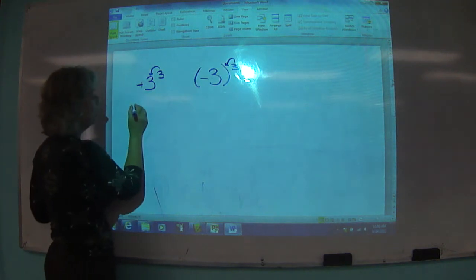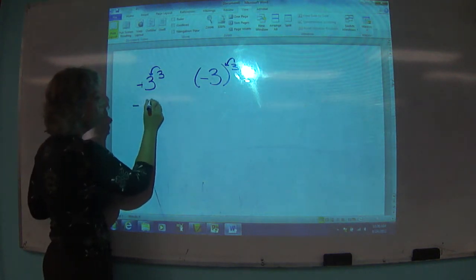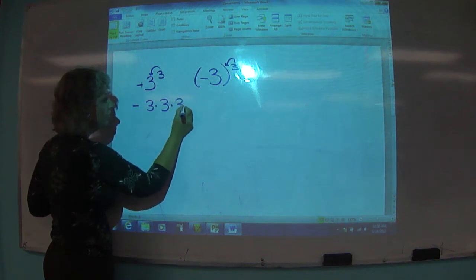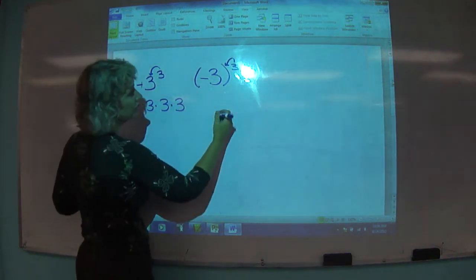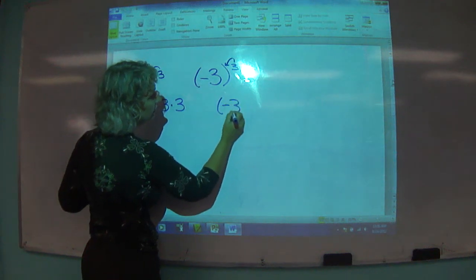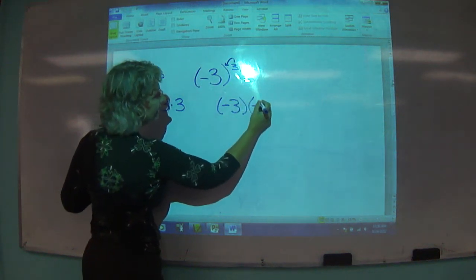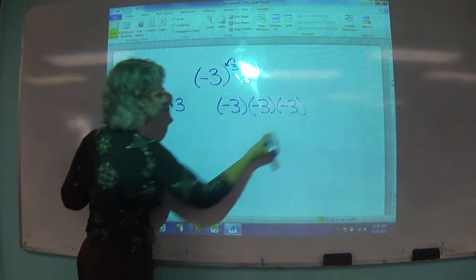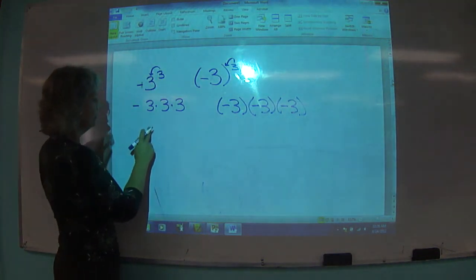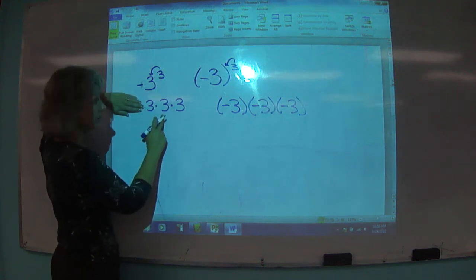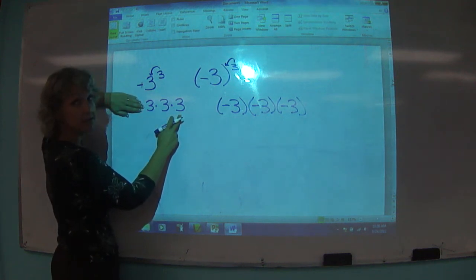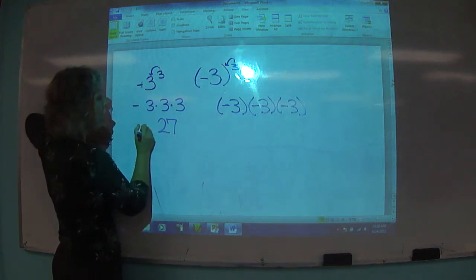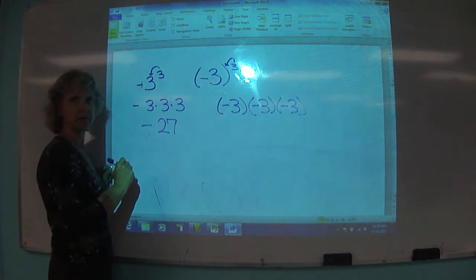So what this is saying is -3 × 3 × 3. And what this one's saying is -3 × -3 × -3. So what we get here is 3 × 3 × 3 = 27, but it's the opposite of 27.